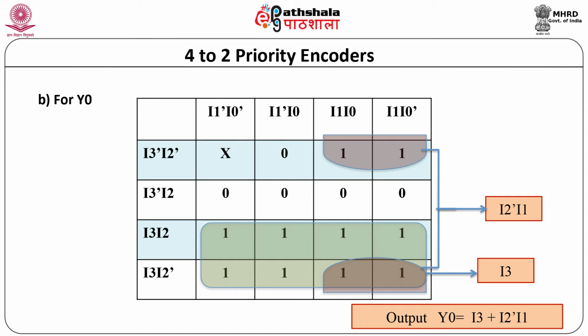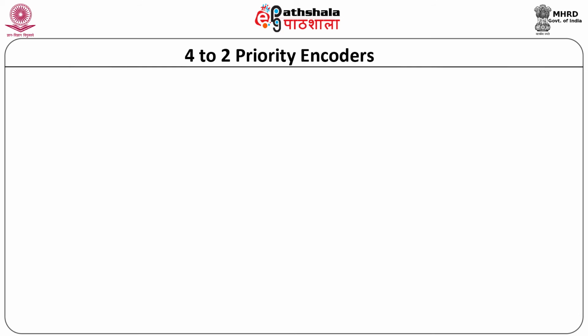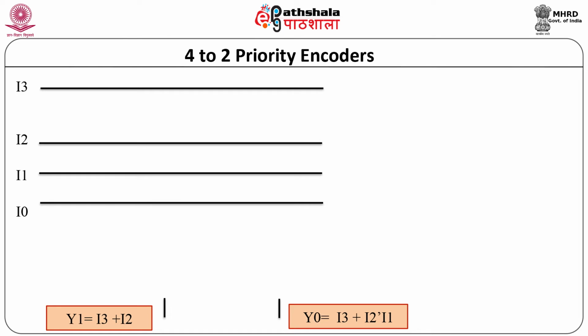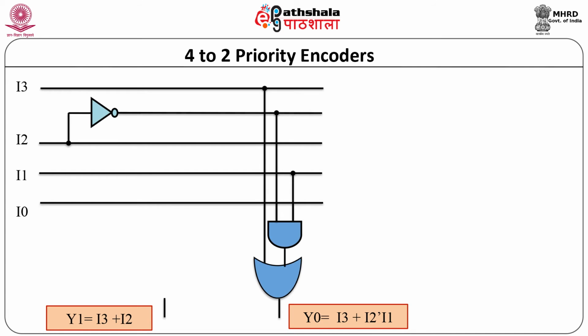Let us draw a logic diagram for 4 to 2 priority encoder. It has 4 input lines. The 2 outputs are Y1 and Y0 respectively. The logic expression clearly indicates need of AND, OR and inverter gates for design. Inverter provides complement of I2. For the implementation of Y0, we require one AND and one OR gate. The output Y1 is implemented using only OR gate.